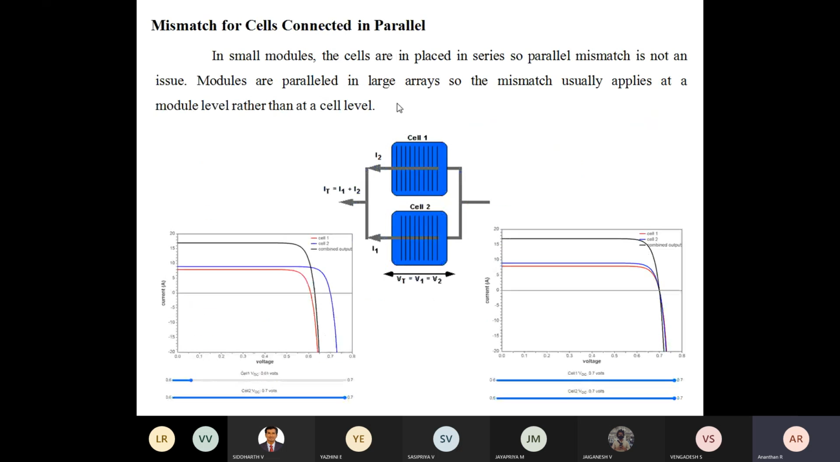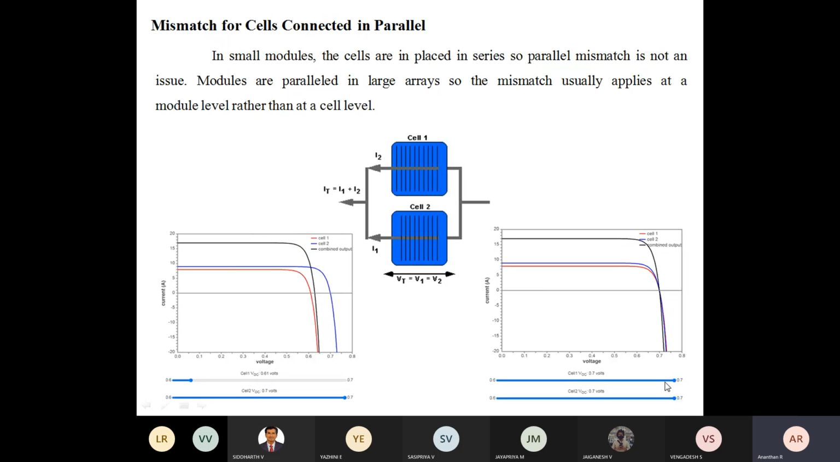Okay, so again, these are some connections for the parallel. As we know, we connect cells in series or parallel, and with respect to that, we will get some output. For the number of things in VOC, for cell 1 and cell 2, we can get this blue line and red line, which indicate the different cells' output, and this black line indicates the final combined output.